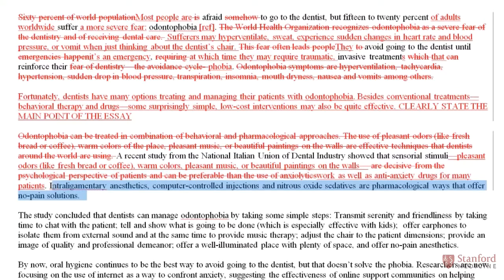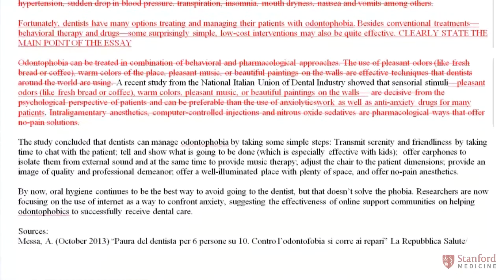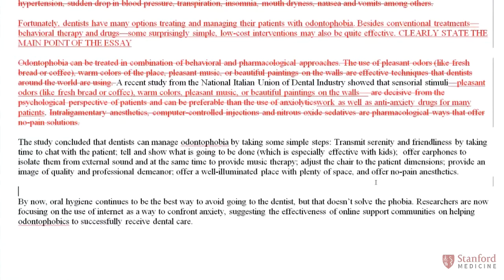Then we get a list of drugs. Since I'm going to make this paragraph about the simple non-drug interventions, I'm going to move the drug list down to a lower paragraph. I'll get back to the drugs in a few minutes here.